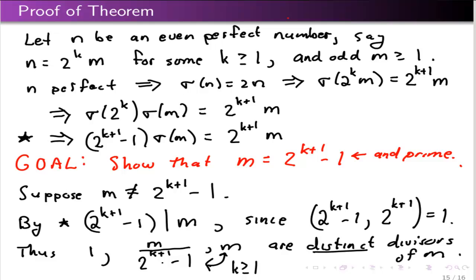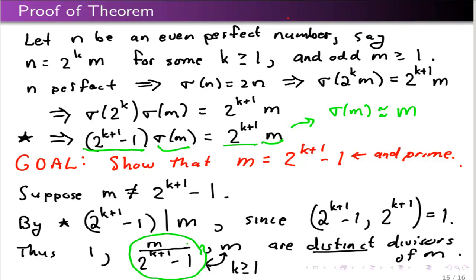So I claim we're going to run into a contradiction if we look at equation star, because what does star say to you? Star is telling us that sigma of m should be almost exactly equal to m. And why is that? It's because 2^(k+1) − 1 is almost the same size as 2^(k+1). Therefore, this piece here has to match up with that piece. But I claim sigma of m is going to be too big because we have this extra divisor right here. When I look at sigma of m, I have to add up these three numbers, and that's going to be too big for this equation here to hold true. Okay, let's prove that.